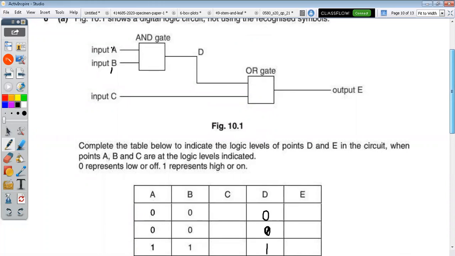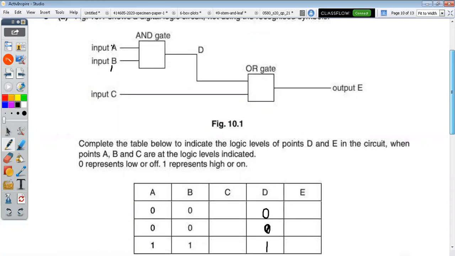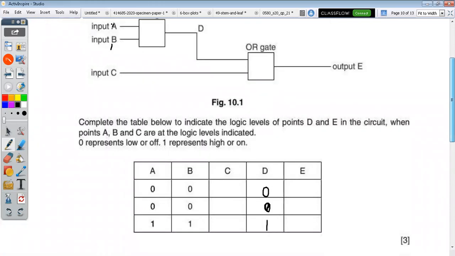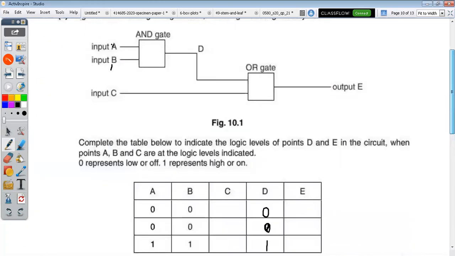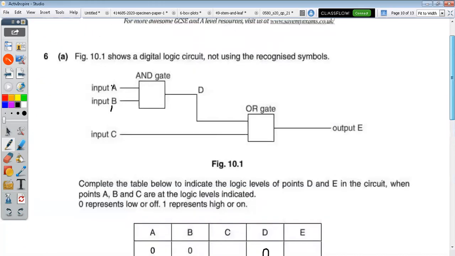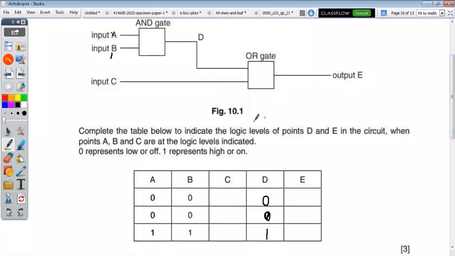Now it makes sense. Complete the logic diagram for A and D, where 0 represents off and 1 represents on. Now for C, we are not told anything for C. But C is simply an input on its own coming to this. Yes, and to combine, which means C can be 0.